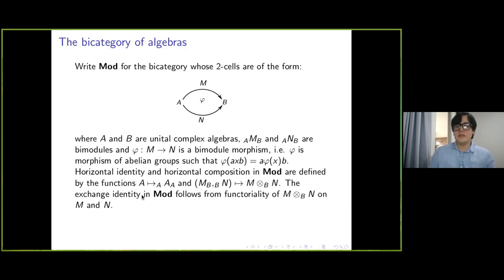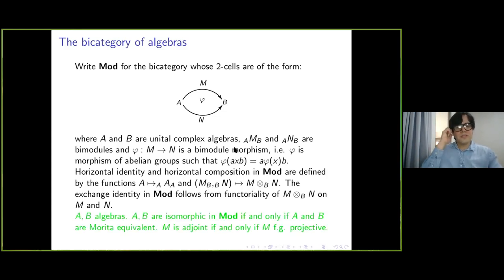The exchange identity in Mod, which I didn't mention, just says that if you have a system of four diagrams that you can compose vertically and then horizontally, then doing that is the same as composing horizontally and then composing vertically. This follows from the functoriality of the relative tensor product of bimodules.